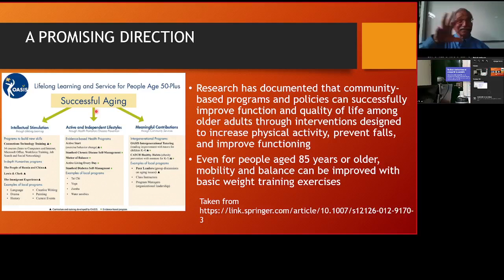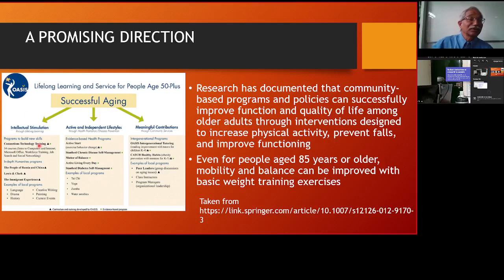So a promising direction is successful aging. You want to create a healthy aging agenda, plus try to create a definition of successful aging. Successful aging includes intellectual stimulation. People are saying that once you are 65, you start learning a new language. Like I am trying to learn Spanish. I am here trying to speak Spanish. The more you learn new and newer things, the more active your brain is, so you are postponing your Alzheimer's. If you do not use your brain, then you will lose it.